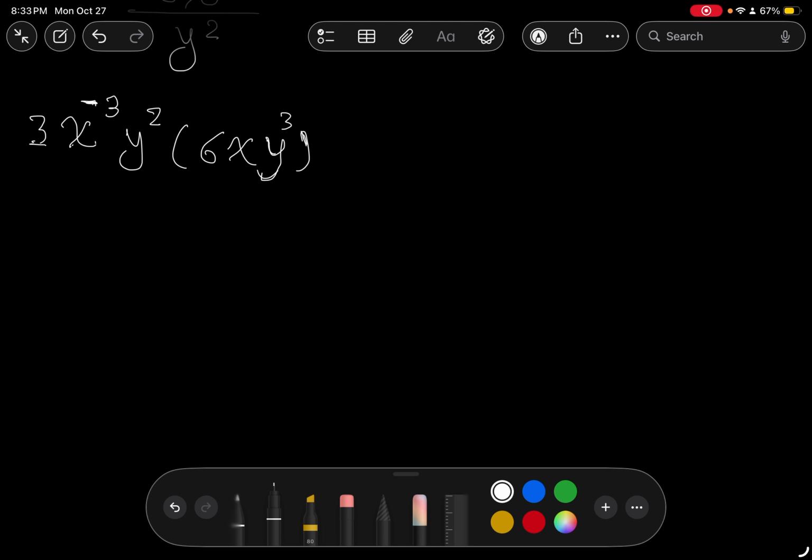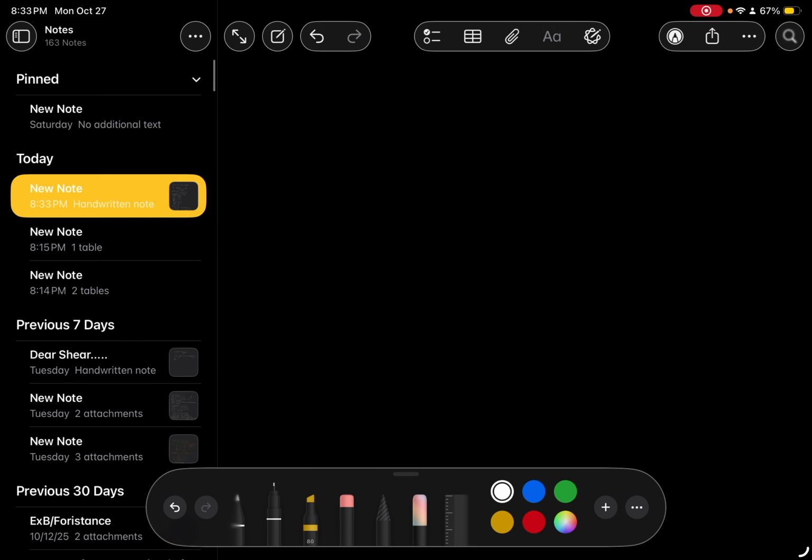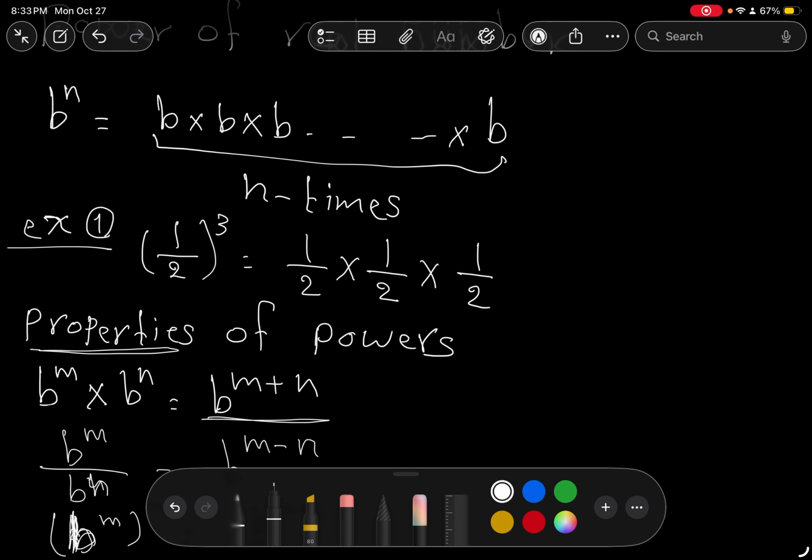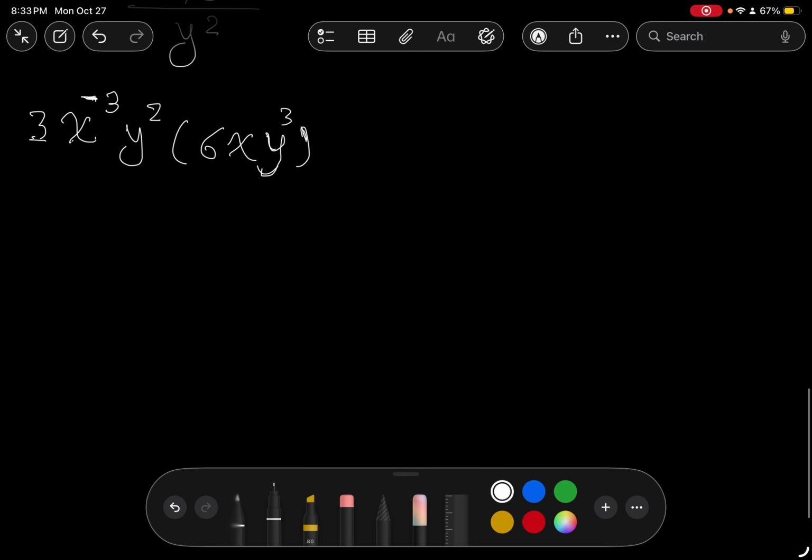So we should multiply the coefficients first. 3 times 6 is 18. x: negative 3 plus 1 is negative 2. Okay, in multiplication, we should find the sum. y to the second times y to the third is y to the fifth.